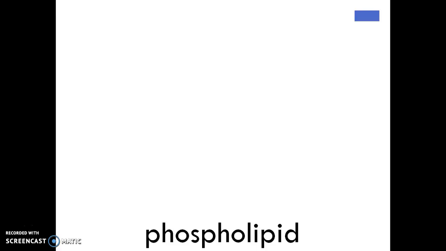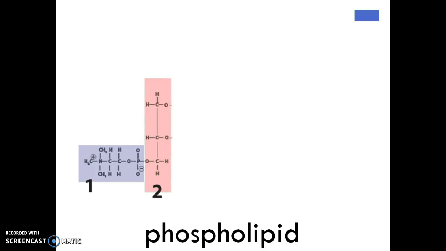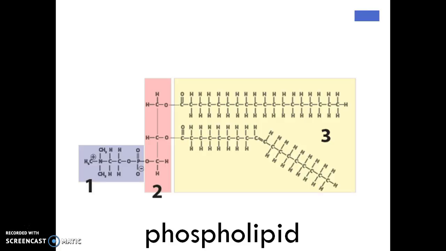First off, our membrane is made out of phospholipids. This is a special kind of molecule that has really unique properties that help the membrane function. It's made out of three parts. This upper portion contains a phosphate group. Then we have a glycerol molecule and two fatty acid chains.